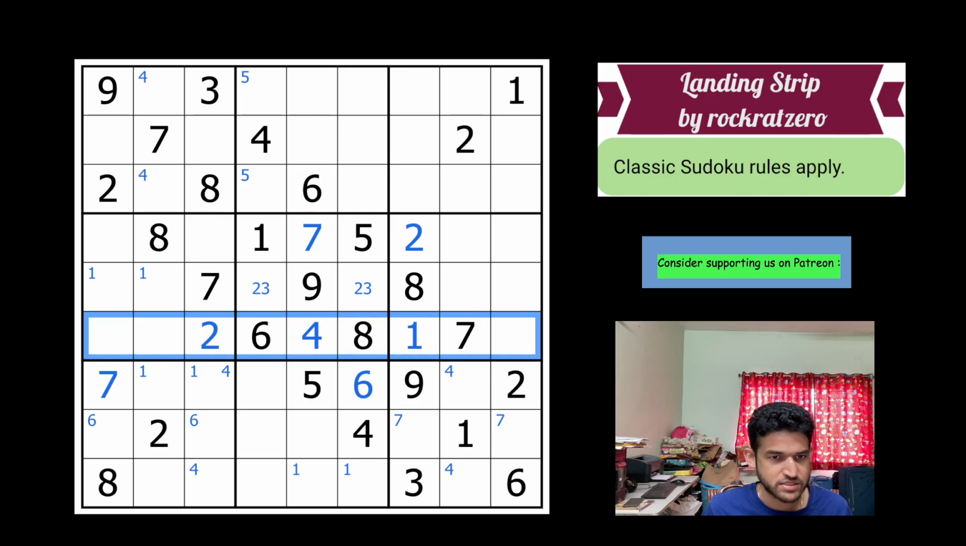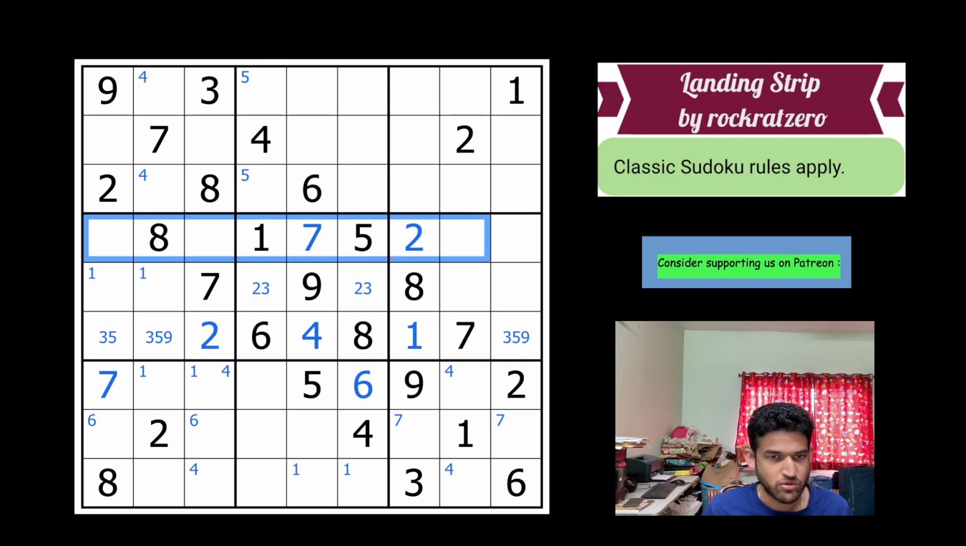If we look at row 6, 1, 7, 2, 4, 6, 8. So 3, 5, 9. This would be 3, 5, 9, and 3, 5, and 9. Excellent.